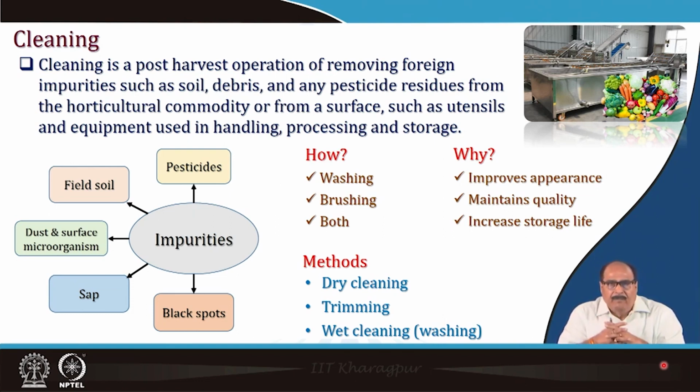It is a very important operation because it improves the appearance of the commodity, it helps in maintaining the quality of the produce, and also it increases the shelf life. Various methods of cleaning fruits and vegetables include dry cleaning, trimming, wet cleaning, etc.